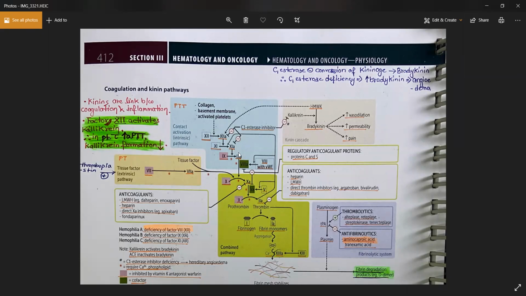In case of a deficiency of these clotting factors, which means an increase in the APTT, you can have a decrease in the kallikrein formation. That's how these two pathways are linked together. Very important.